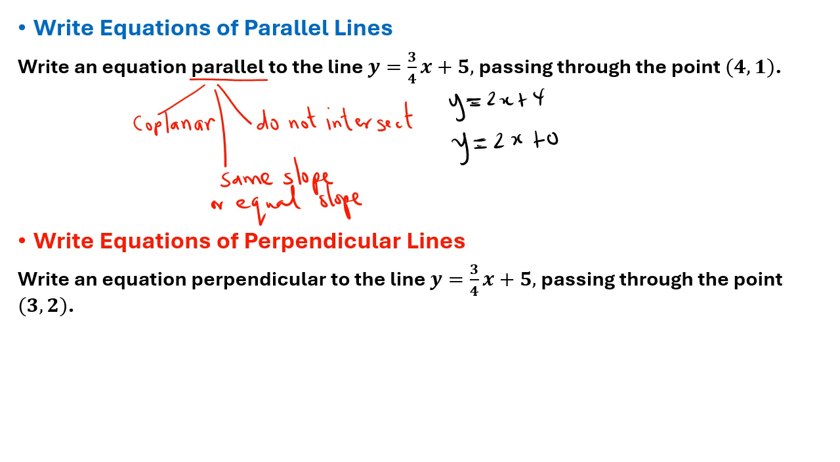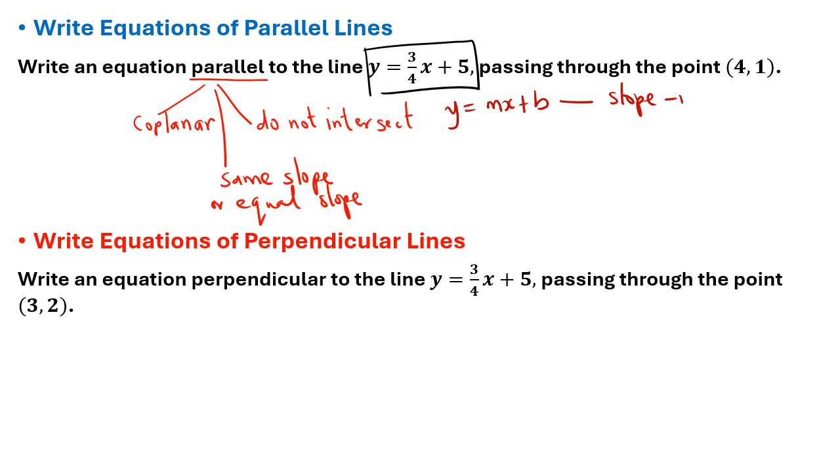If we understand this, we're going to use the information we have to write the equation of a line which is parallel to this given equation. We want the two equations to have the same slope but different y-intercepts. So we're going to write y equals mx plus b, and this is the general slope-intercept form of the equation of a line.